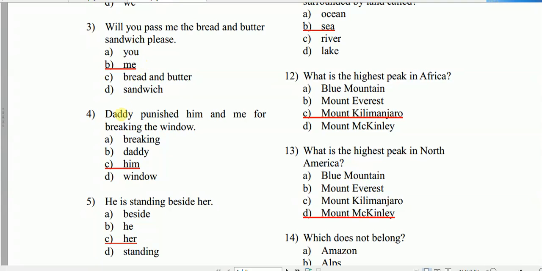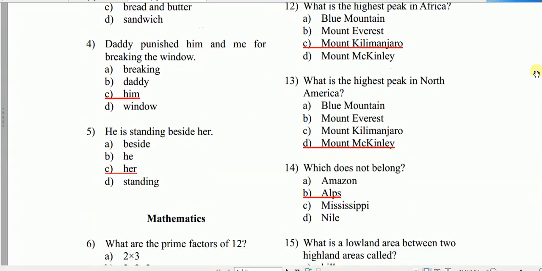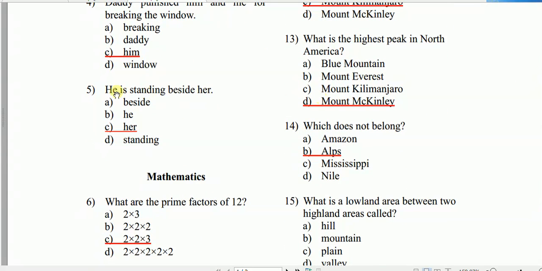Number 4. Daddy punished him and me for breaking the window. And the object here is him. Number 5. He is standing beside her. Object here, her.